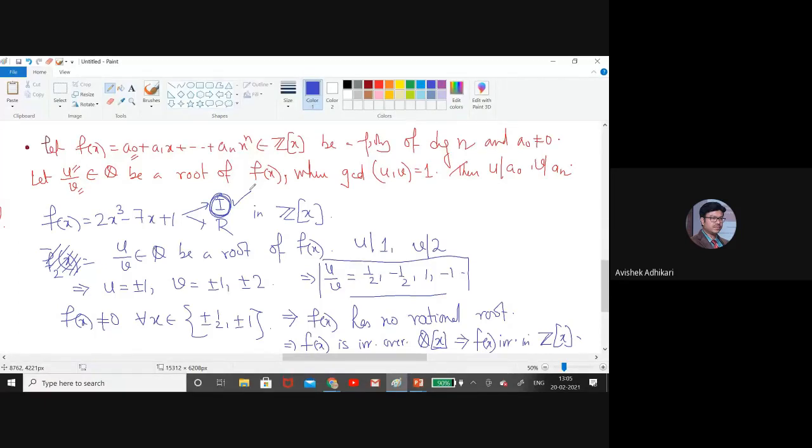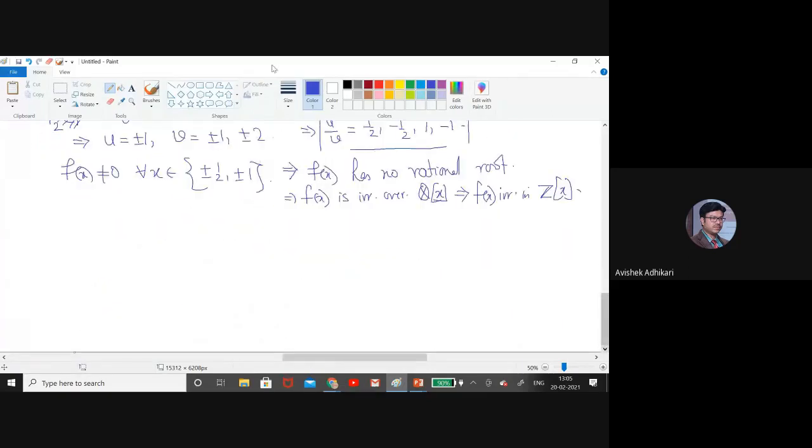Okay. Another result, sometimes this is being asked directly, that is, what is a cyclotomic polynomial. What is the meaning of this cyclotomic polynomial?